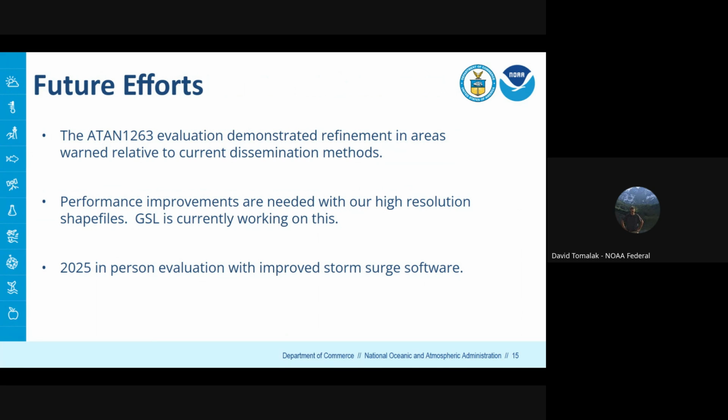The ATAN evaluation demonstrated refinement in areas of warning relative to the current dissemination methods. Performance improvements are needed within our high-resolution shapefiles, and that was definitely noted this year with our in-person test on the AWIPS system. We are currently working on that, and we're hopeful that in 2025 we're going to have an in-person evaluation with improved storm surge software. And I believe that's all I have.